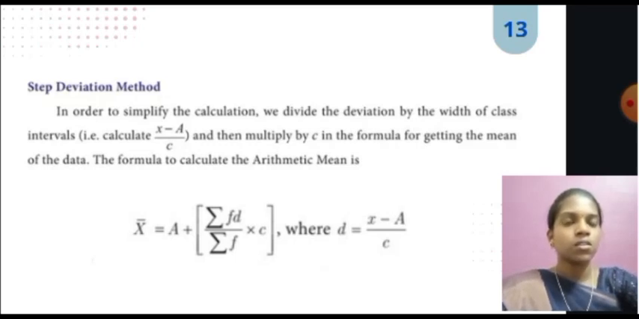Step deviation method. In order to simplify the calculation, we divide the deviation by the width of class intervals, that is, calculate x minus a by c and then multiply c in the formula for getting the mean of the data. The formula to calculate the arithmetic mean is x bar equal to a plus summation fd by summation of f into c, where d equal to x minus a by c.